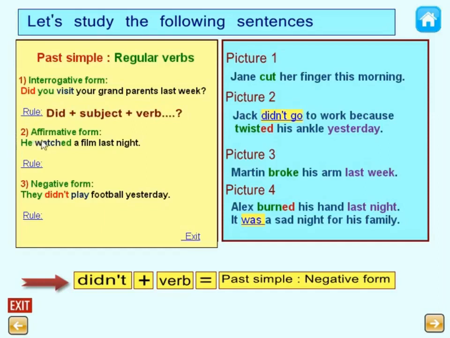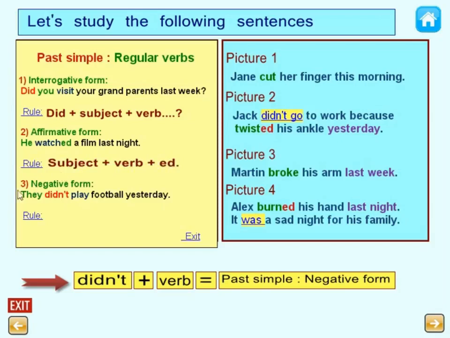The second form is affirmative form. Example, he watched a film last night. Can you think about the rule? To see it, just click here. As you see, we have subject plus verb plus ed.